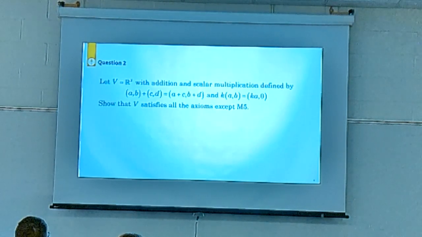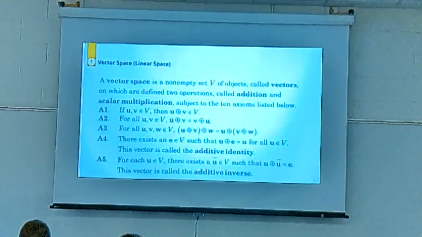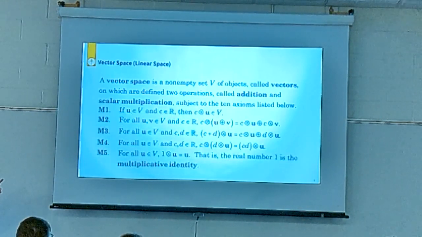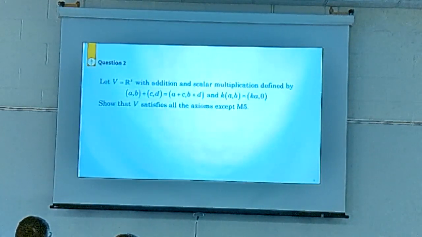Okay, so again, that's the beautiful thing about the definition. If even 1 of these 10 axioms is not satisfied, it's not a vector space. As we're going to see here, 9 out of the 10 are satisfied, but it's not a vector space because it fails the additive identity. Or not additive, I'm sorry, multiplicative identity.